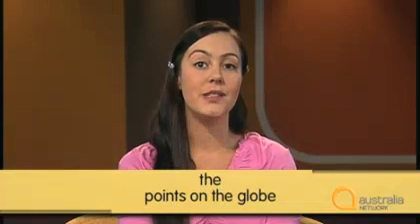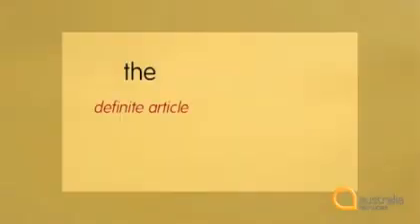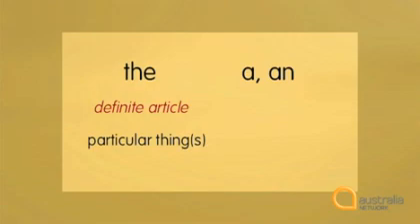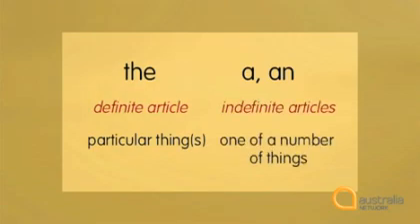And here's another rule. We use the with oceans, seas, rivers, and deserts. We say the Indian Ocean, the Yangtze River, the Gobi Desert. We also use the for points on the globe: the equator, the Tropic of Capricorn, the North Pole. Choosing the right article can be very confusing, but if you follow the general rule that you use the definite article, the, to refer to a particular thing or things, and a and an, indefinite articles, to refer to one of a number of things, you shouldn't go too wrong.